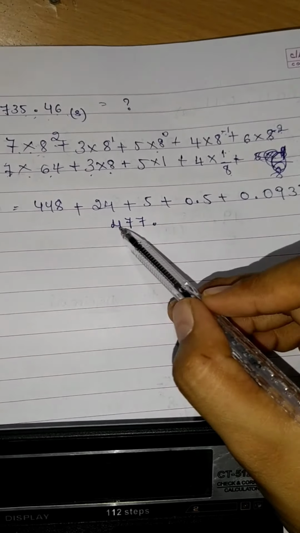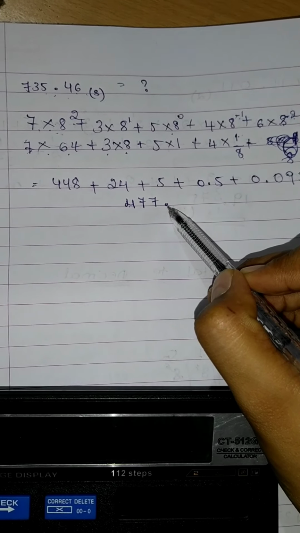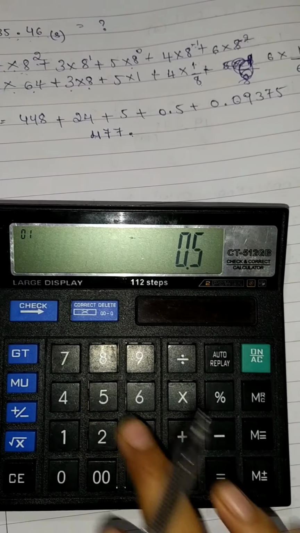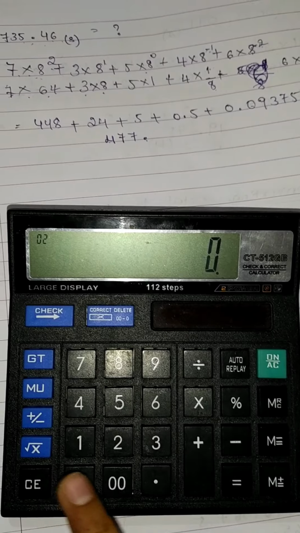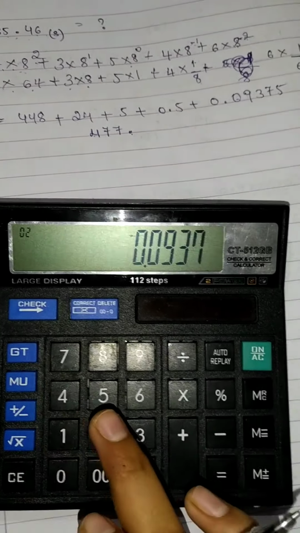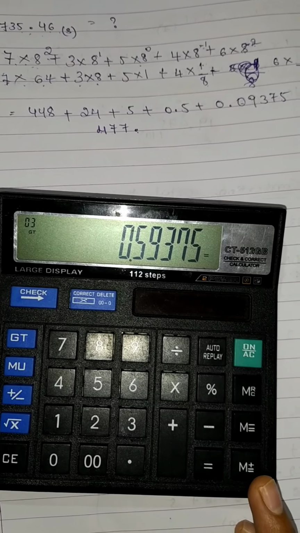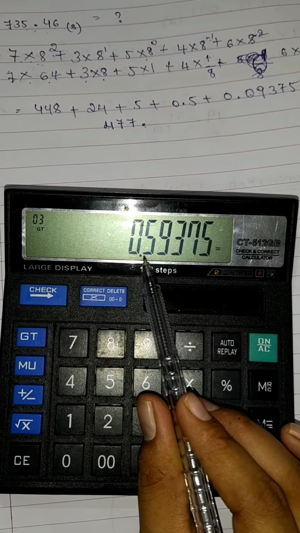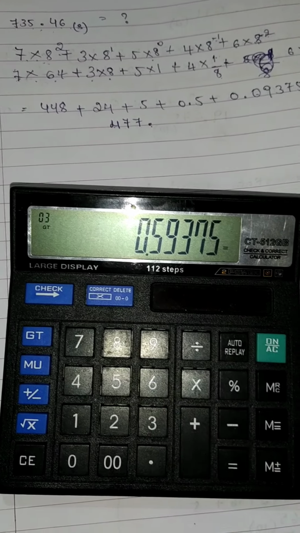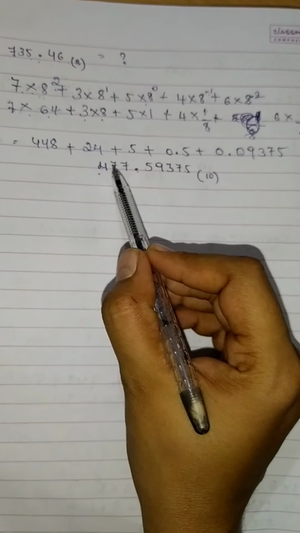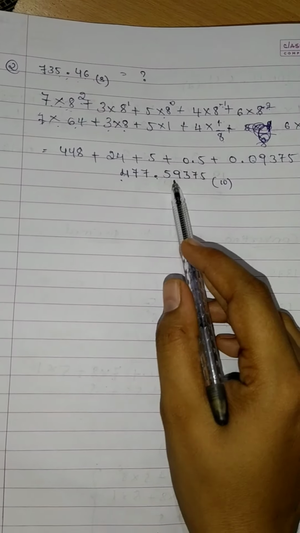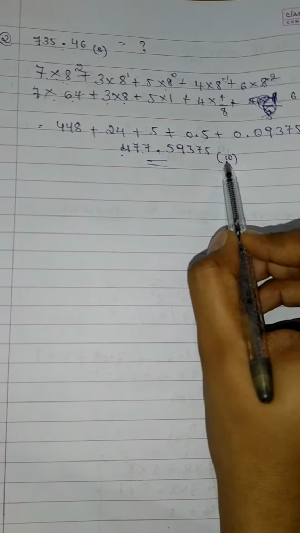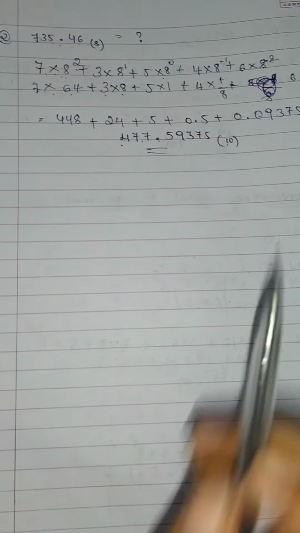So write down 477 and then the point. Then we sum up the two fractional values, 0.5 plus 0.09375, which is 0.59375. Leave this 0 and take the values after the point, that is 59375. So we get 477.59375 of base 10, because we have converted the given octal number into decimal. So this is converting from octal to decimal.